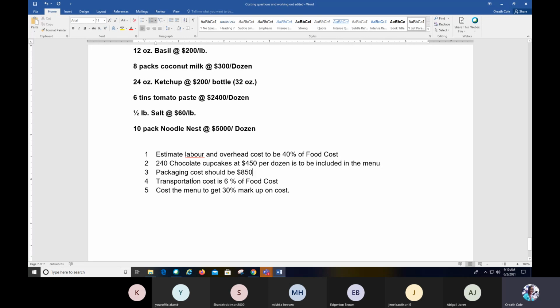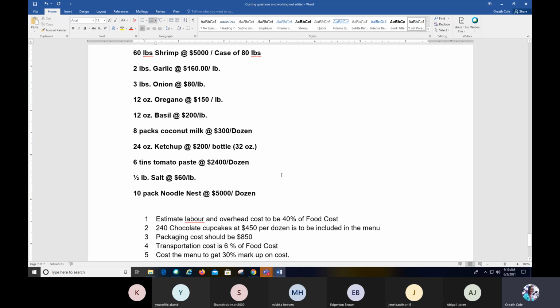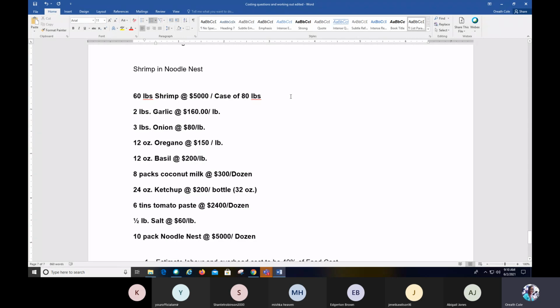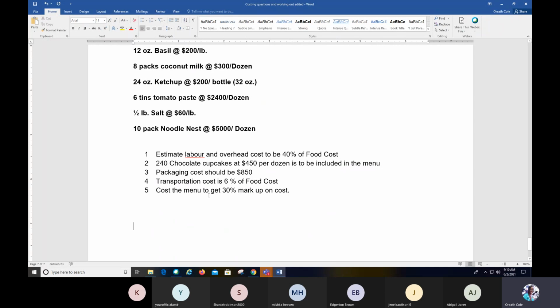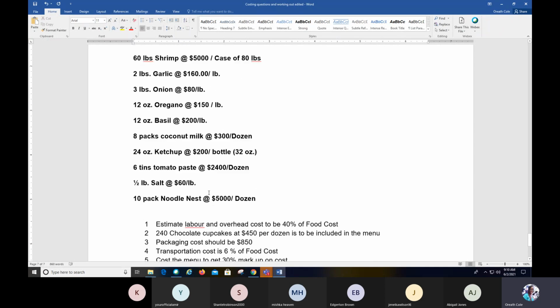Then your transportation is 6% of food cost, and then you have your markup, and your markup is when you really want to make the profit. All right, so we have to work it step by step. The first thing we need to work out is what? What's the first thing we think we need to work out? Because we're working it together right now.